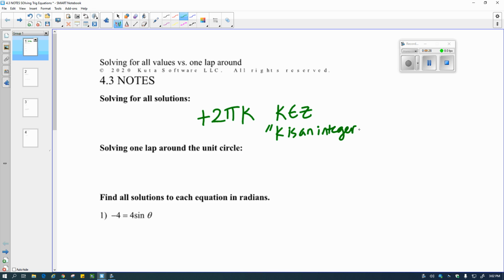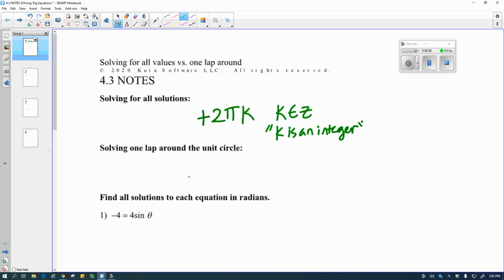And integers are all the whole numbers and their opposites. So it's like I'm adding 2 pi k once and then twice and then 3 times, 4 times, 5 times. Or I'm doing it backwards once, so -1, backwards twice, -2, backwards 3 times, -3. So for solving for all solutions, I go through the same process that I do for one lap around the unit circle. I just add 2 pi k on the end.